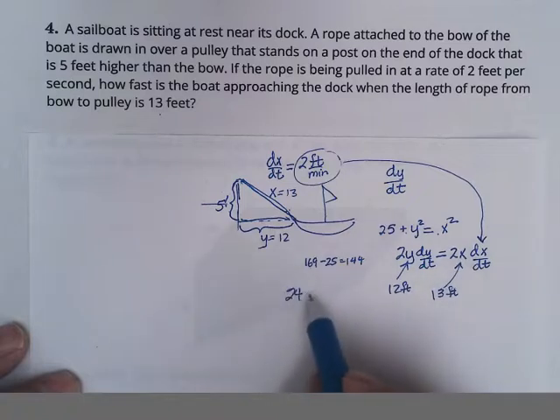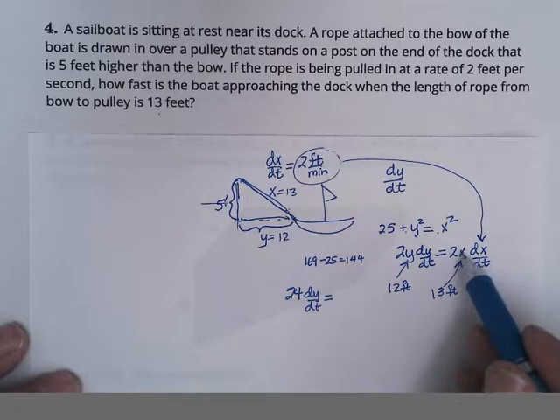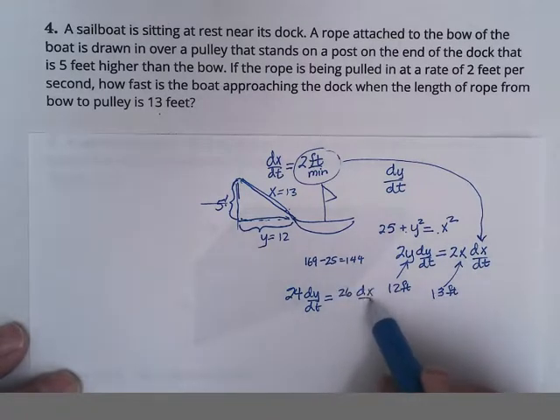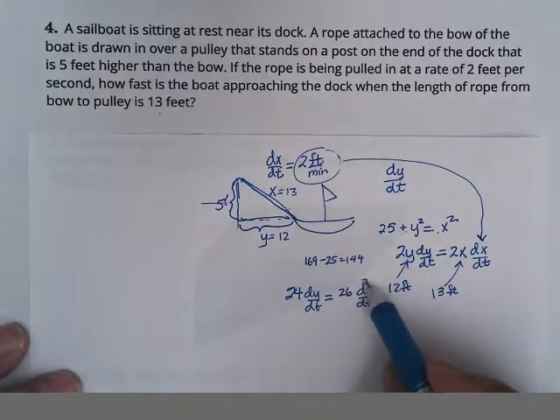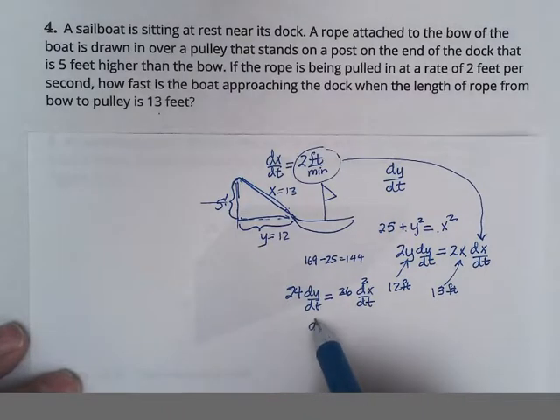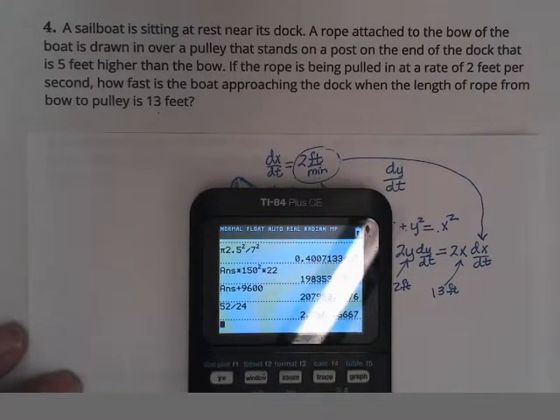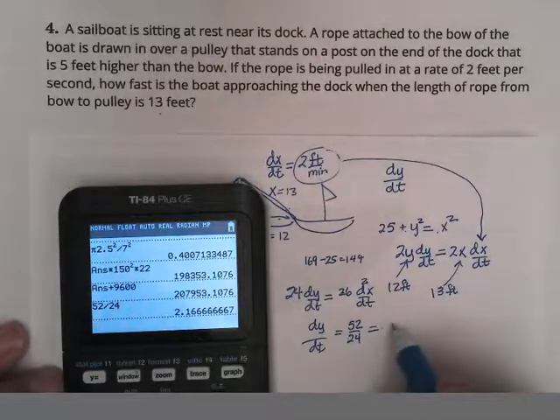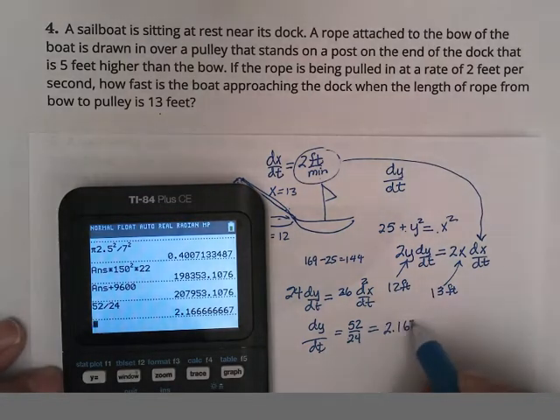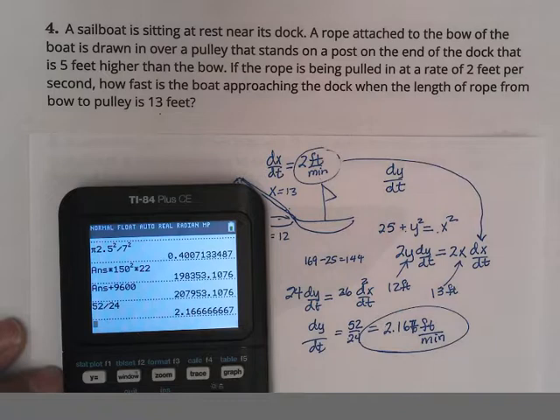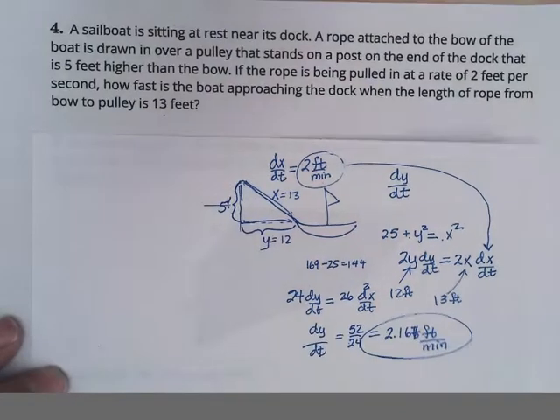So we get 24 dy/dt equals 26 dx/dt, but dx/dt was 2, so I have 52 divided by 24 is dy/dt. 52 divided by 24, and it would be feet per minute. 2.167 feet per minute is how fast the boat is moving towards the dock when that's happening.